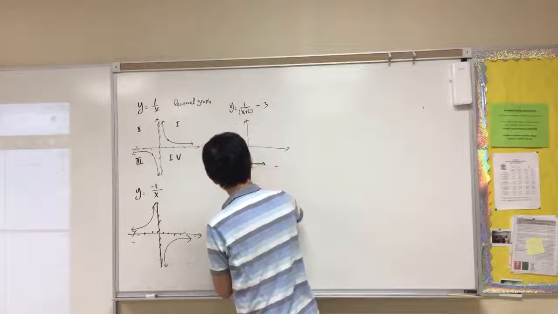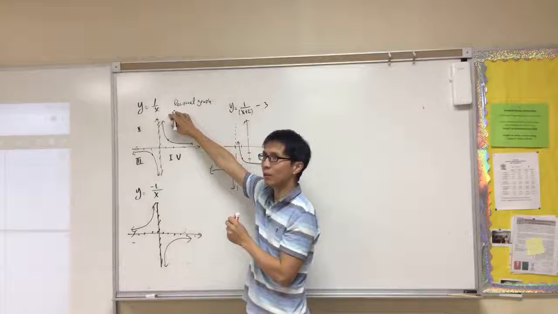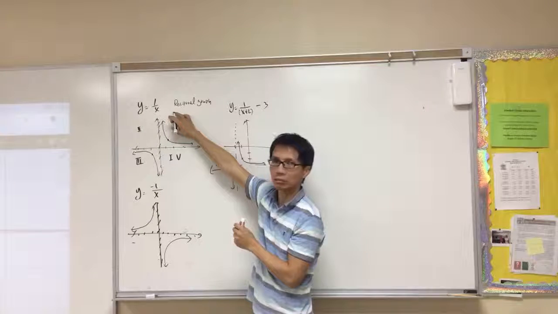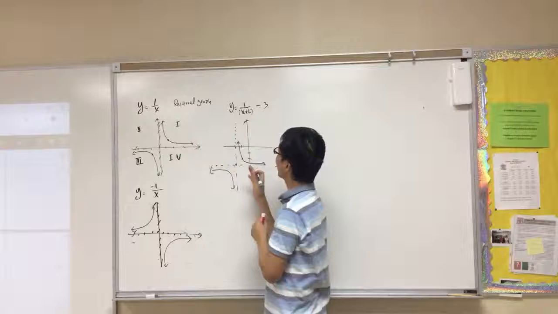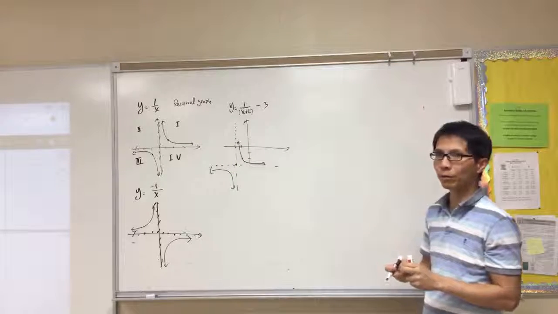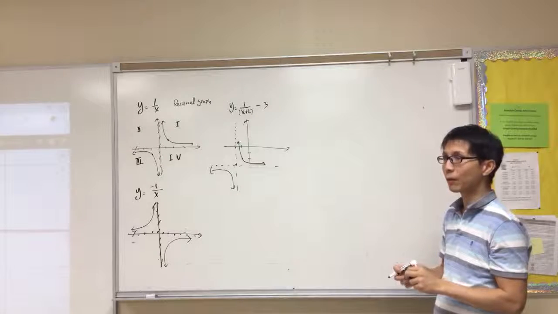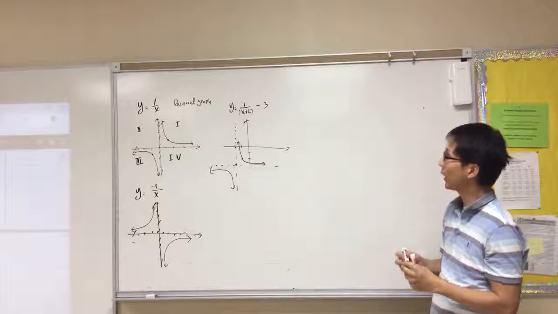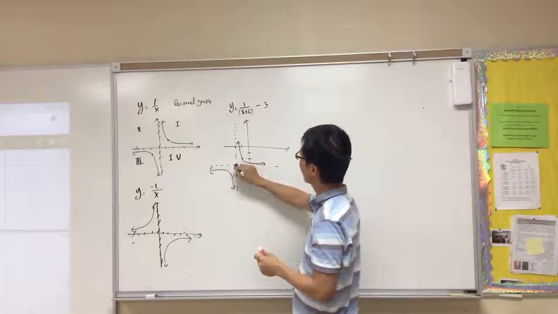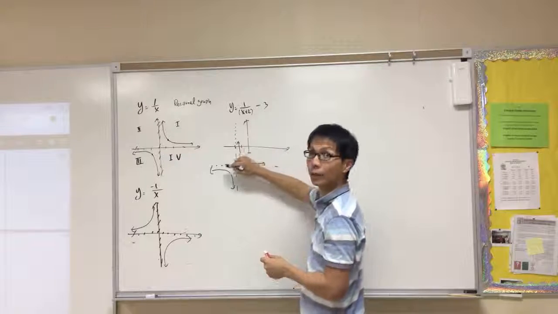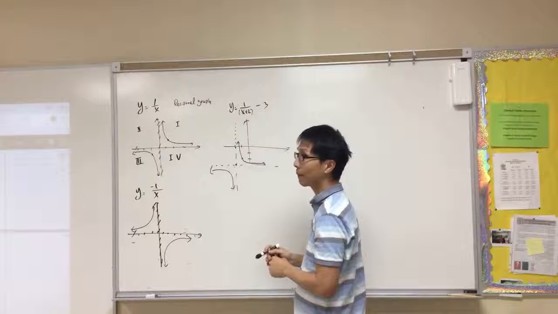Remember, is 1 over x an even or odd function? It's odd. So we just recapped what we talked about with reciprocal functions before. The coordinate of the asymptote is moving left 2 units and down 3 units, and that's going to be the asymptote right here.